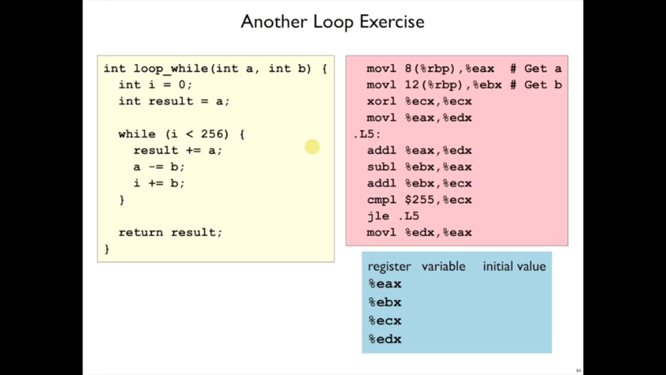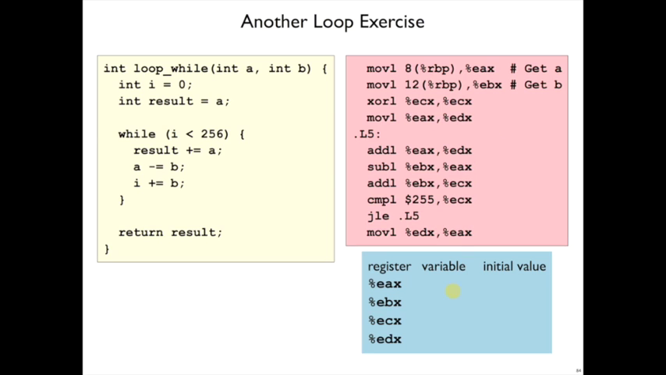Here's one more example. So here I've got a while loop with a and b as arguments to the function. As long as i is less than 256, I'm going to add a to the result, but each time I make a go smaller by b. So let's suppose you're given this bit of machine code, and you're told that this corresponds to getting a and getting b.